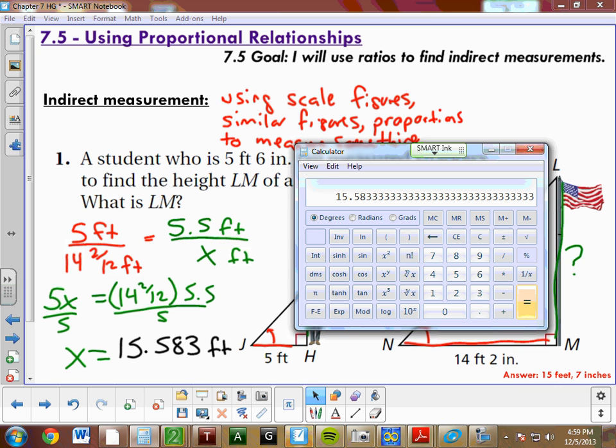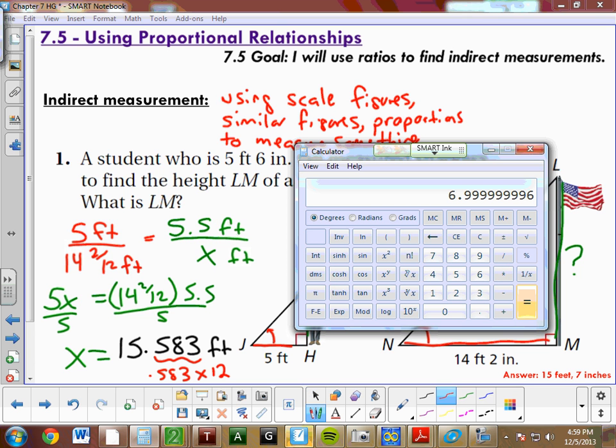So yeah, anytime you get an answer that doesn't make sense, try it out and try it again, see what happens. So 0.583, I want to know what that is in inches, so I'll take just that part, and I'll multiply it by 12. I mean, you can do all the 3's you want. It doesn't matter, as long as you get it to the nearest inch, which obviously is 7 inches. So that would be 15 feet and 7 inches.